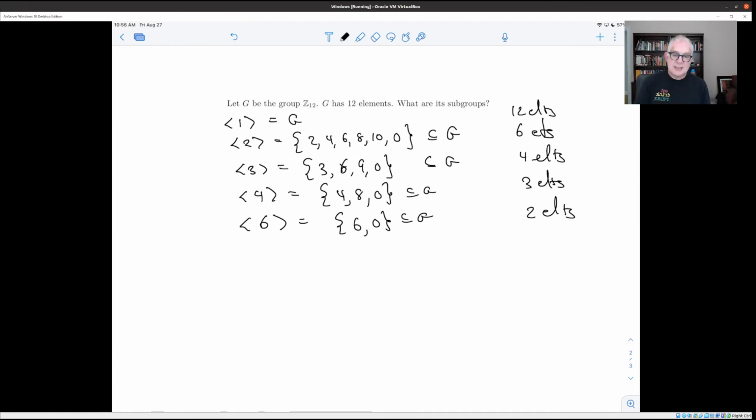And so these subgroups all have order that are divisors of 12. And this is all the possibilities. And why is that? Because we know that if you take the subgroup generated by a, the order of this is the smallest n so that n times a is divisible by 12.